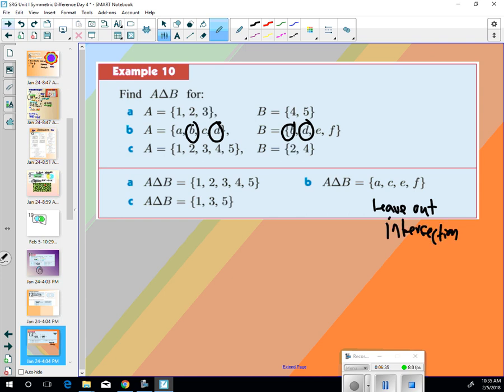So if you look at this first one, 1, 2, 3, and 4, 5, are there any intersections? So the symmetric difference is just going to be all of those, 1, 2, 3, 4, 5. If you look at the intersection here, the symmetric difference will just be 1, 3, and 5.